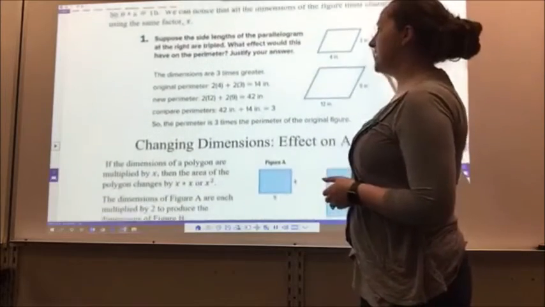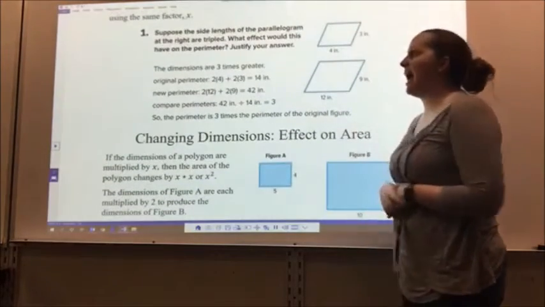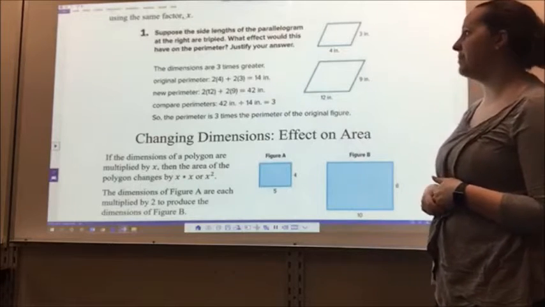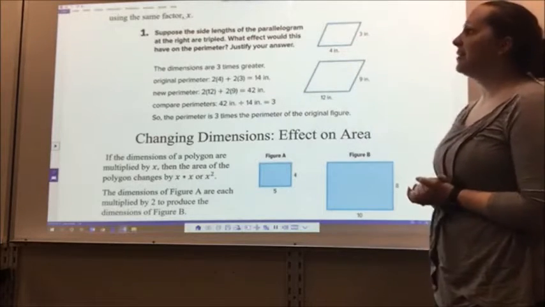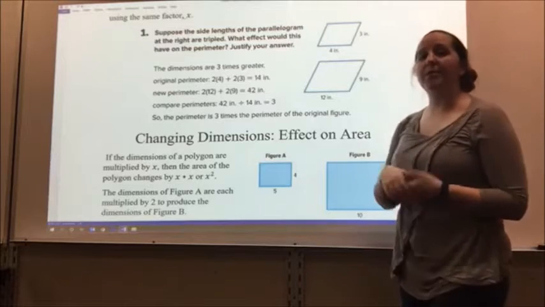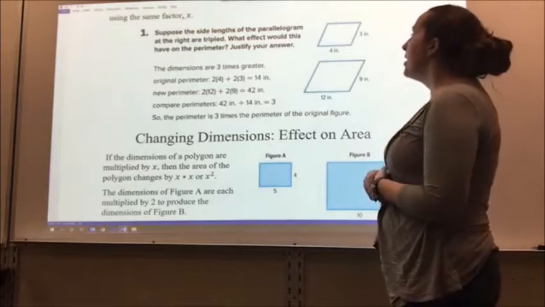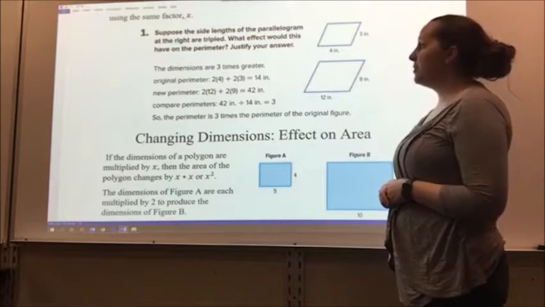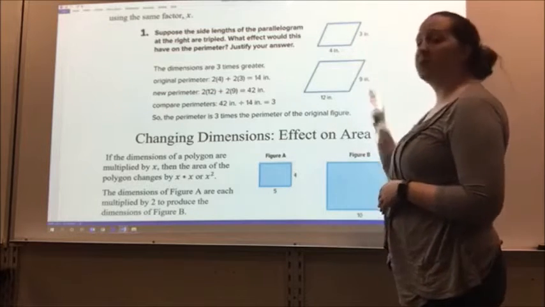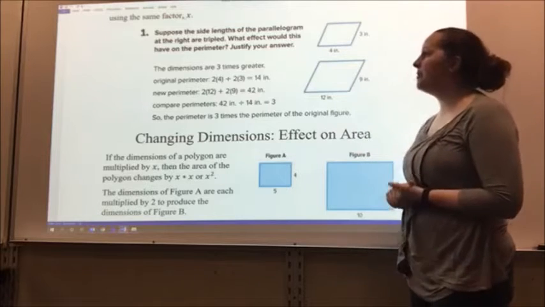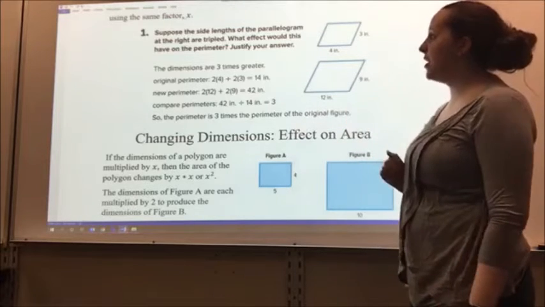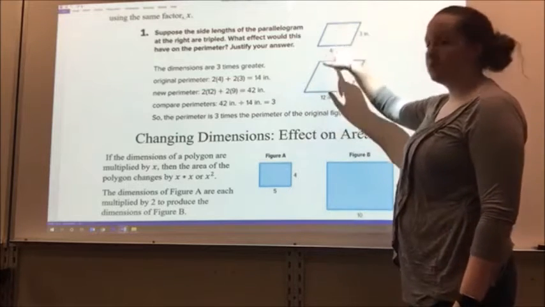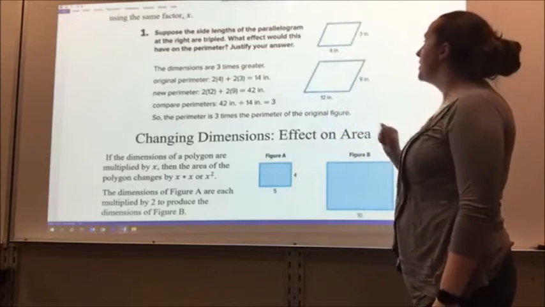Alright, so let's look at an example. The first example I have says, suppose the side lengths of the parallelogram, so here's my parallelogram, at the right are tripled. So tripled means I multiply it by 3. What effect would this have on the perimeter? Justify your answer. So if I multiply each of these by 3, 3 times 3 is 9, 4 times 3 is 12. The dimensions are 3 times greater, so then my original perimeter is 2 times 4 plus 2 times 3.